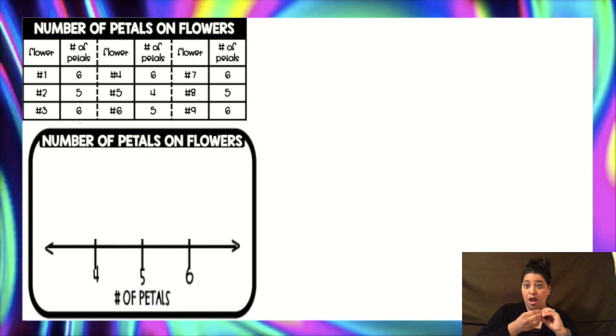All right, we've got the number of petals on flowers. We have our number of petals at the bottom, and it looks like we're only working with flowers that have petals of 4, 5, and 6. Okay, so the first thing we need to do is identify all the flowers that have 4 petals. So I'm going to go ahead and do that by labeling them and circling them. Whoa, looks like there's only one flower that has 4 petals. So let's go ahead and log that on our dot plot.